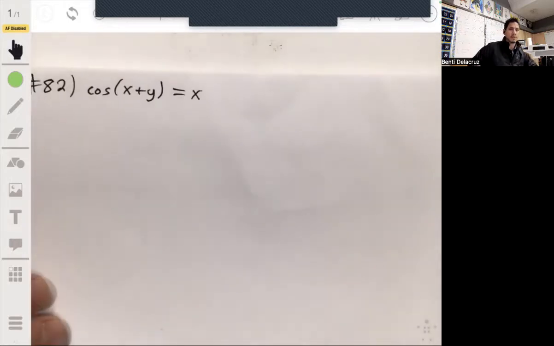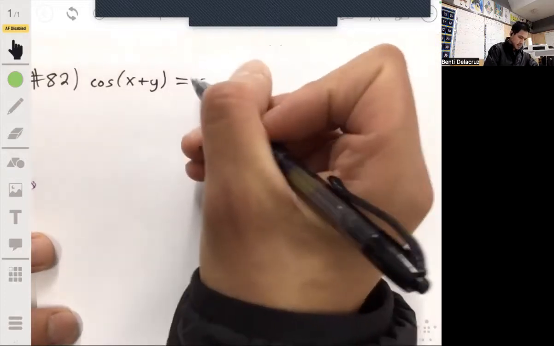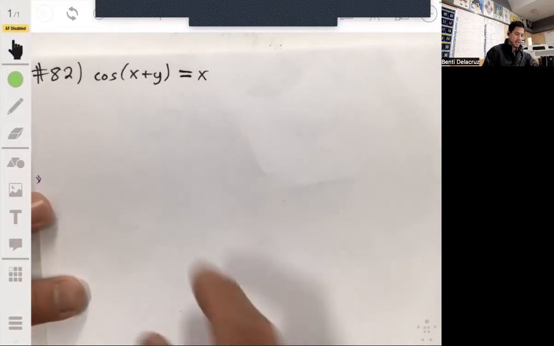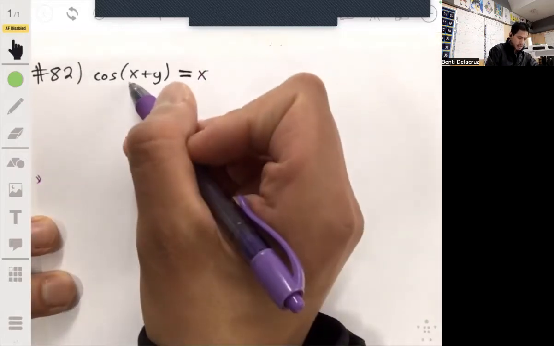And let's do one more. Here we've got cosine of x plus y is equal to x. So we're going to use implicit differentiation again. And what we have is the chain rule. We have a function within a function.